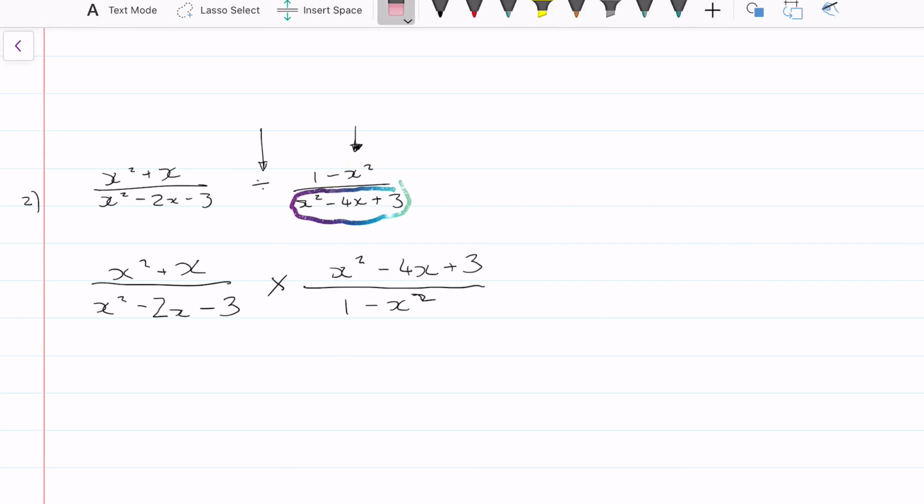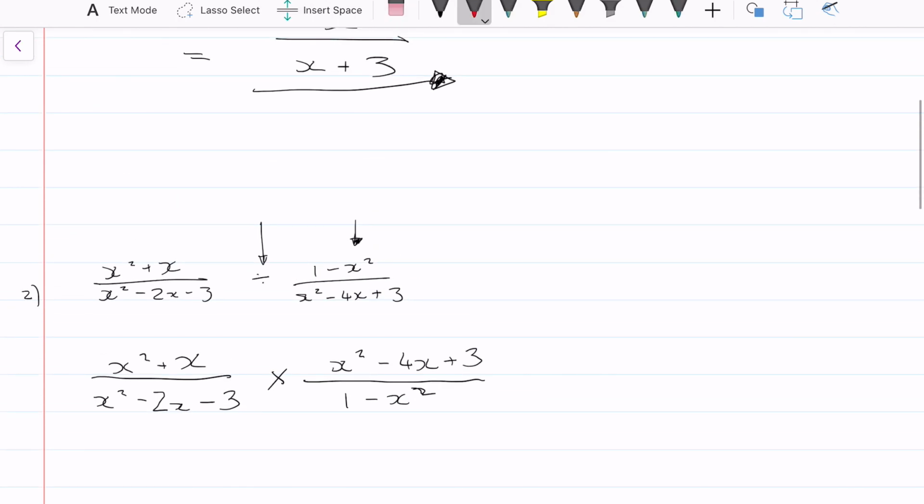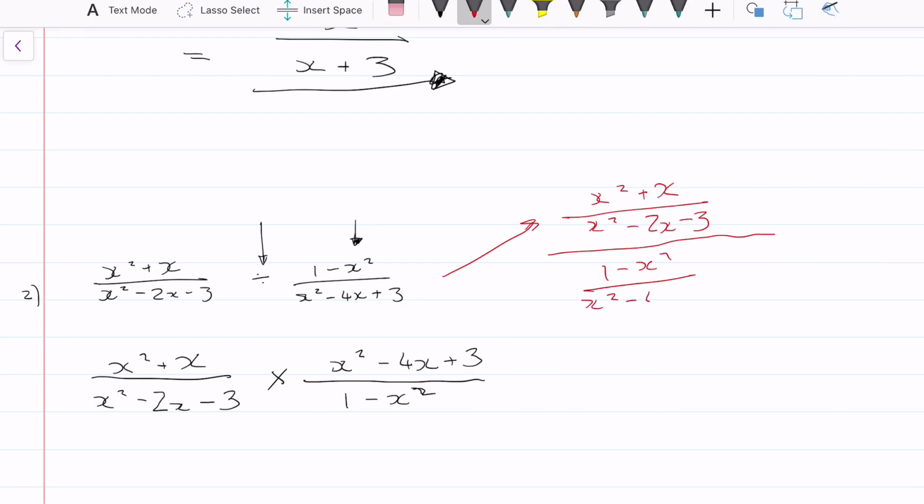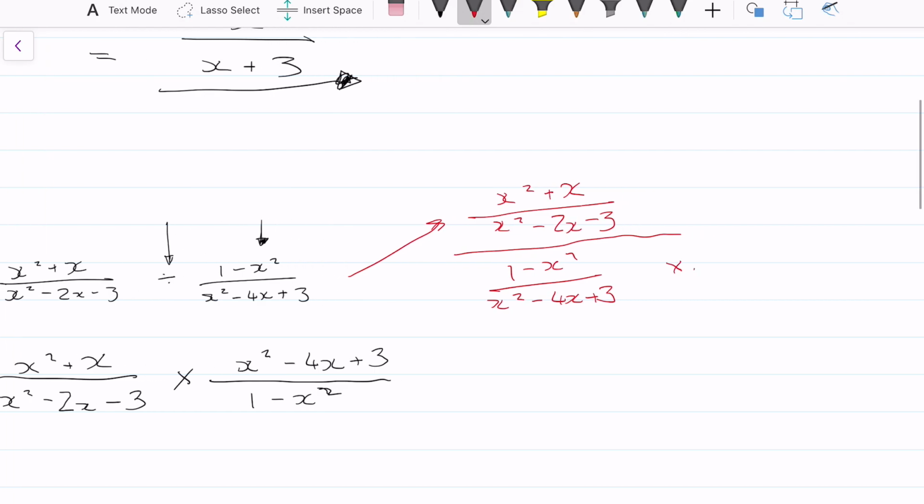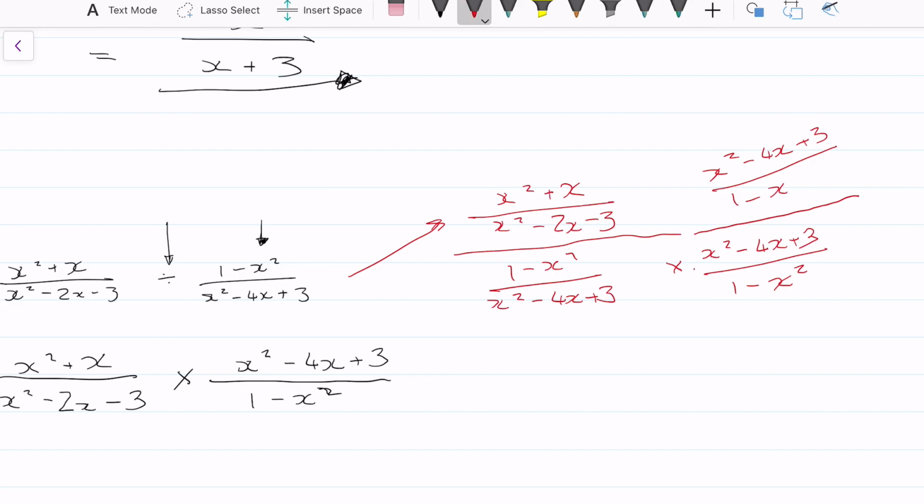So if you don't want to watch this, then just skip through the video a bit. Essentially what this means is we have x squared plus x over x squared minus 2x minus 3 divided by, so a big division bracket, 1 minus x squared over x squared minus 4x plus 3. So we want to get rid of this denominator. So to get rid of it, we multiply by the inverse, which is x squared minus 4x plus 3 over 1 minus x squared. And what we do at the bottom, we have to do at the top. So we multiply it by x squared minus 4x plus 3 over 1 minus x squared.